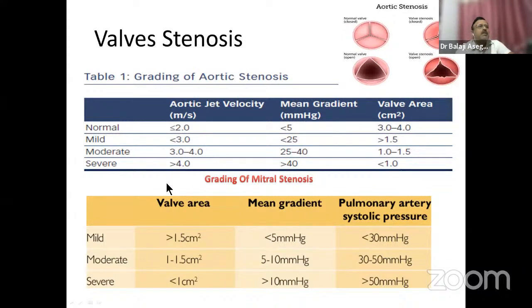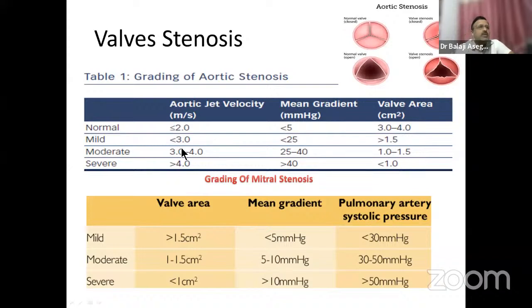Suppose there is a patient who has a blood pressure of 140 by 80, and his echo report is showing a severe aortic stenosis with a pressure gradient of 80. Means his LV pressure is 140 plus 80, which is 220. His LV is contracting with a pressure of 220. And when such a patient suddenly goes into hypotension, it can create a lot of problems.